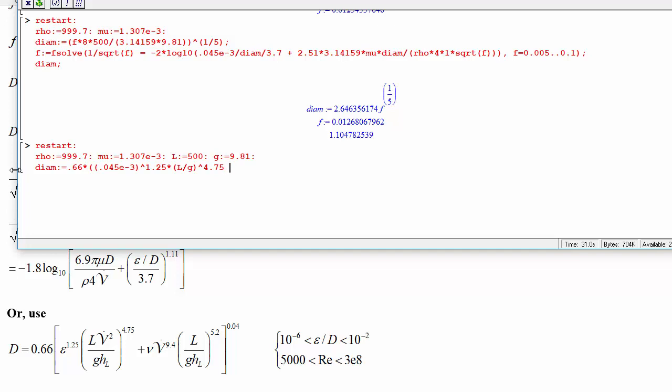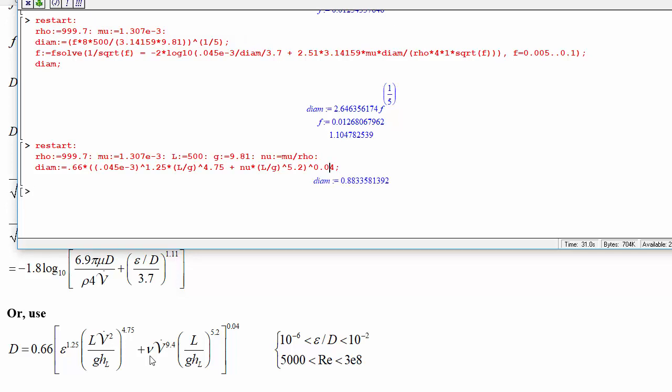to the power of 4.75 plus, the nu here is the kinematic viscosity, which is the dynamic viscosity divided by density. So that would be mu over rho. So we'll put nu times volumetric flow rate, which again is 1, times L over G to the power of 5.2. And this whole thing is going to be to the power of 0.04. Let's see how we do with this.